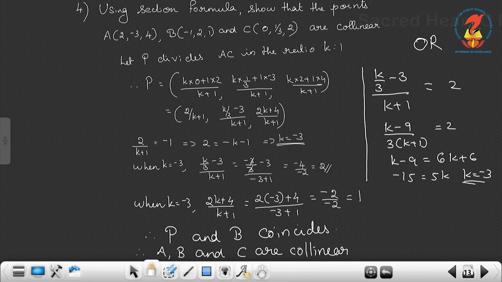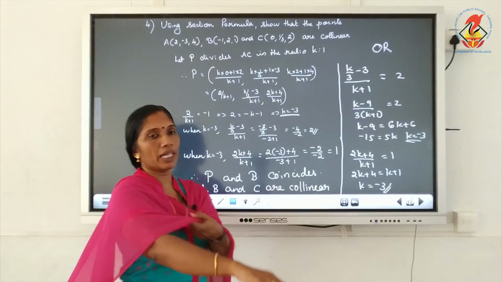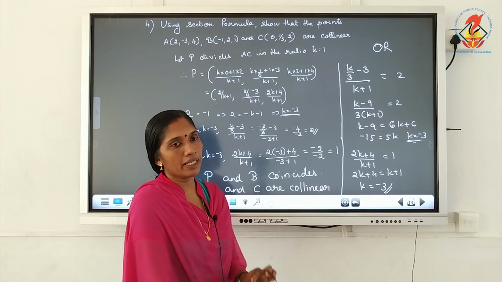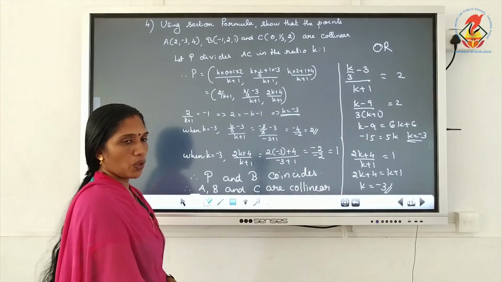Again the same value. Now equate the third coordinate. What is the third coordinate? (2k plus 4) by (k plus 1) equal to the third coordinate 1. So 2k plus 4 is equal to k plus 1, or k is equal to minus 3. So all k values are same. Then also you can conclude that P and B are same. P and B coincide. So the points are collinear.